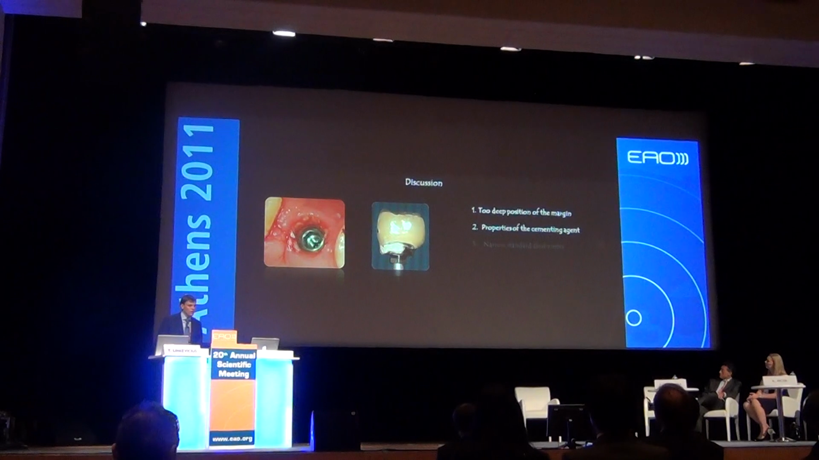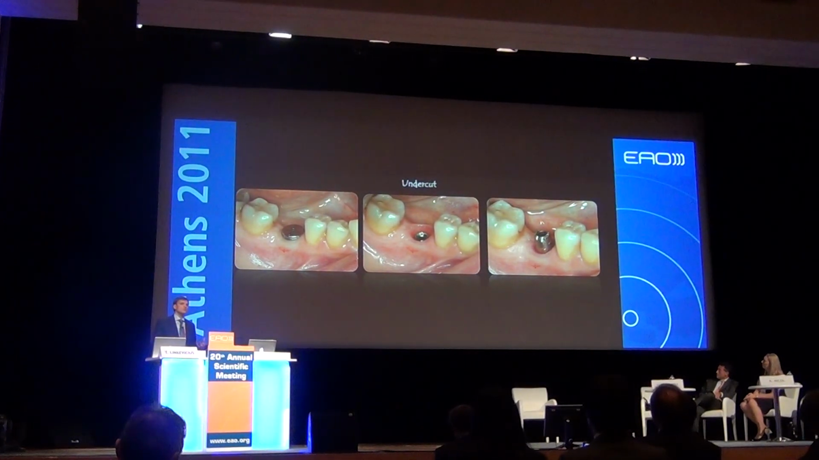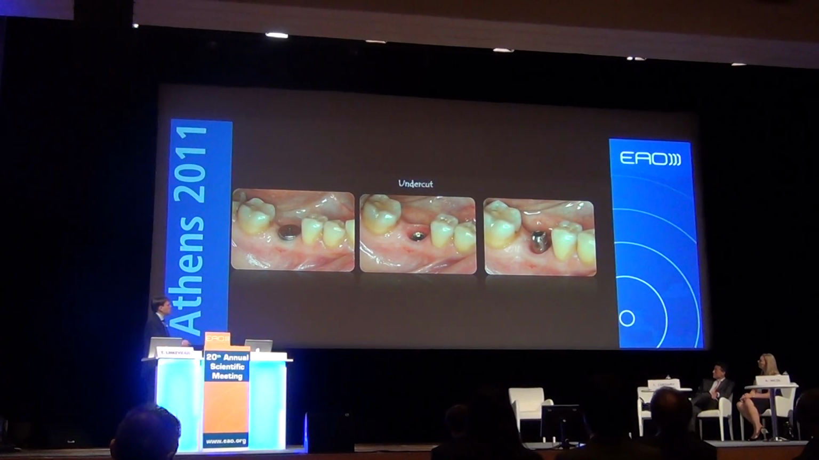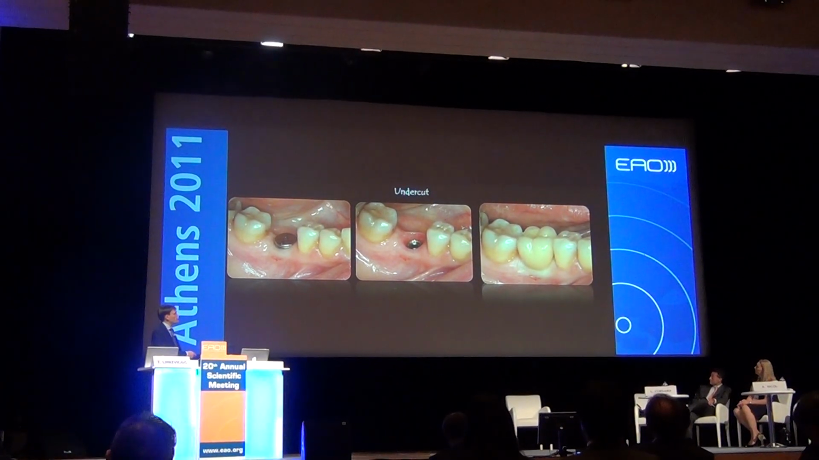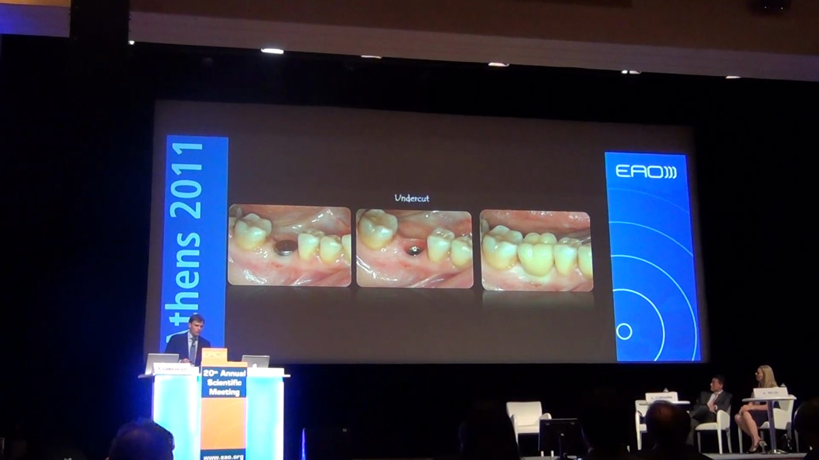Narrow standard abutments, of course, it is obvious, because they create a big undercut, like in this case. If we place a standard abutment here, and after that we place a crown on it, we see how big the undercut is, and there is no way we can clean cement over there.